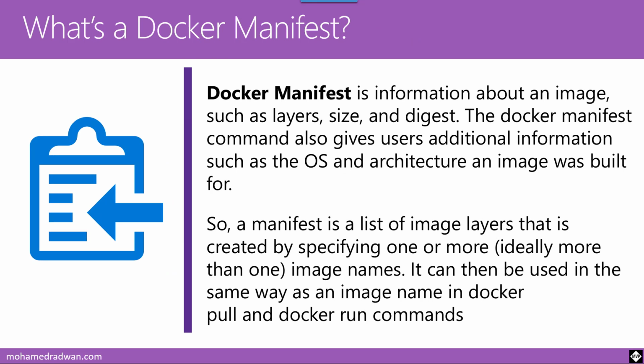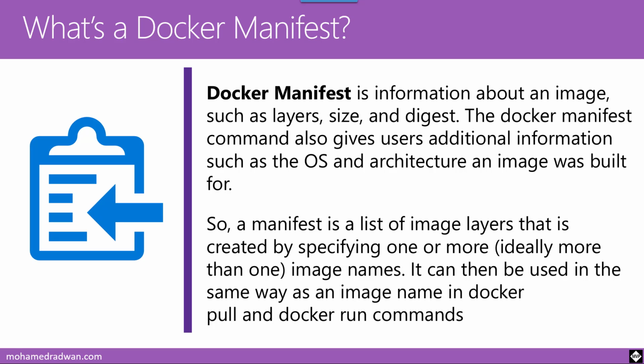What is the Docker manifest? So Docker manifest is the information about an image, such as layers, size, digest. The Docker manifest command also gives the user additional information such as the operating system and the architecture an image was built for. So it gives me more details about the image that I'm using.